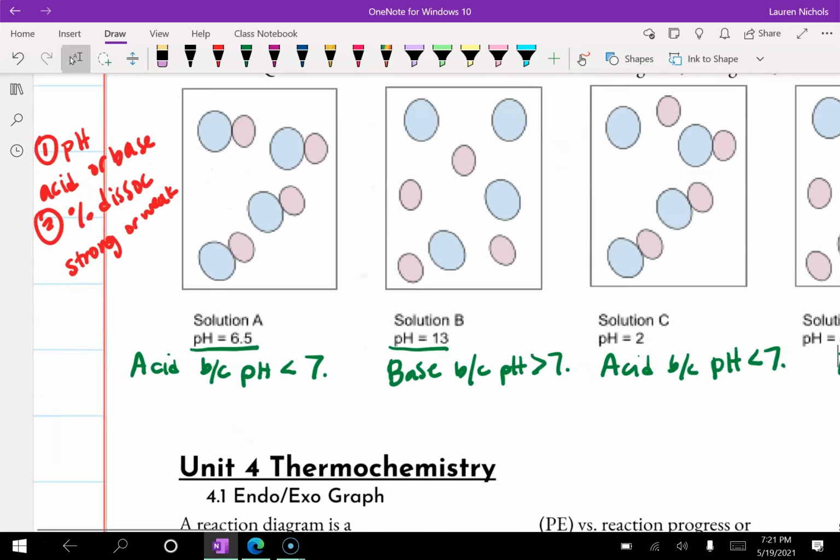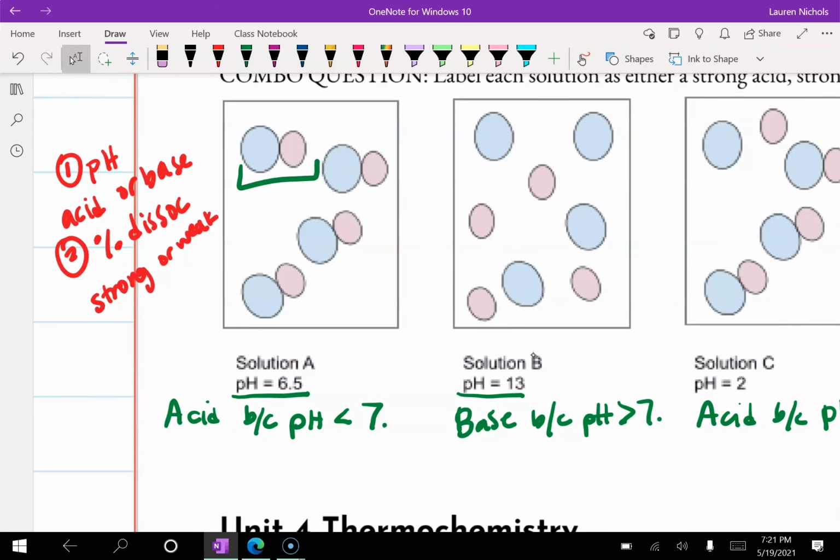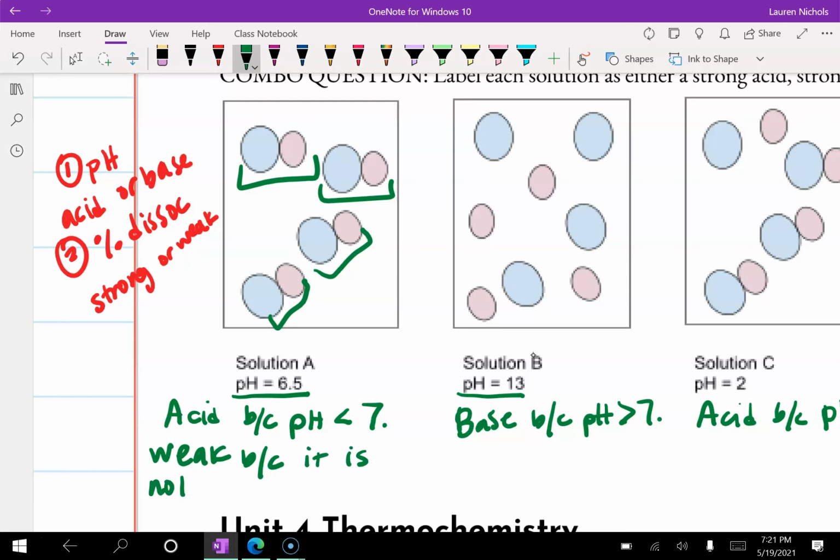Now, if we look at solution A carefully, we see that all of the molecules are still together, which means this is a weak solution. And if we had guessed that based on our pH, because it's so close to 7, our guess would have been correct. So we say that it's weak because they're not dissociated.